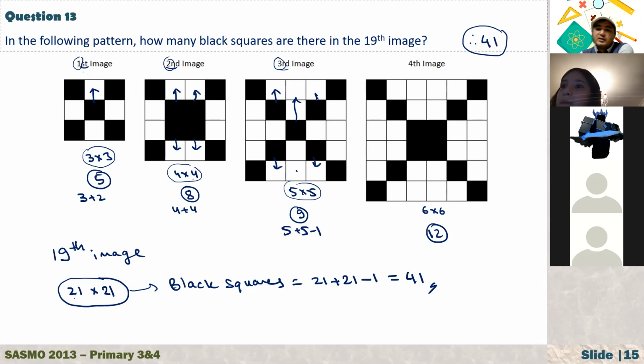Okay, but here we just need to count the black squares. Oh, I didn't even read it. I didn't even count the black squares because I thought that you wrote 6 multiplied by 6, that this is 6, this is 6. I didn't even check how many squares there were. That's why. Okay. So let's move to the next question now.